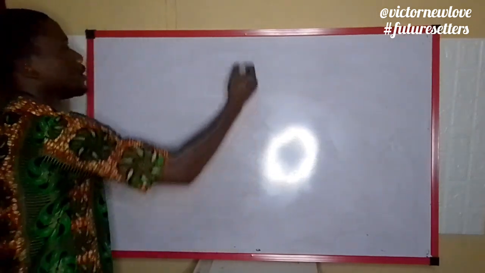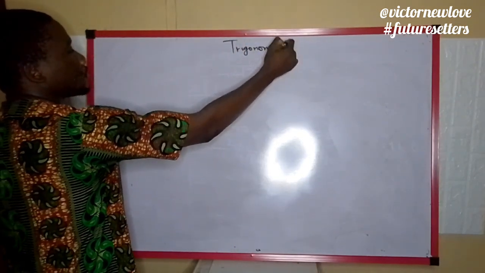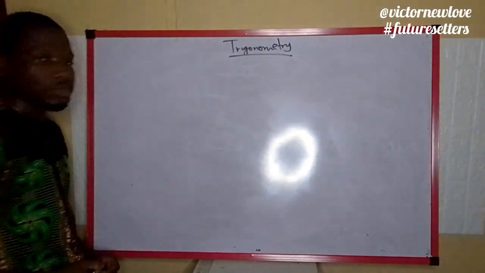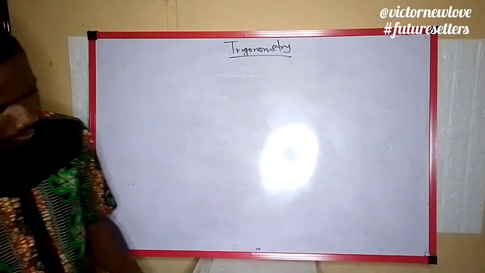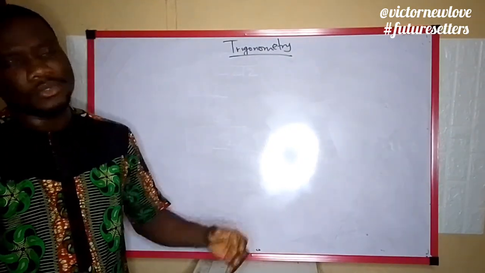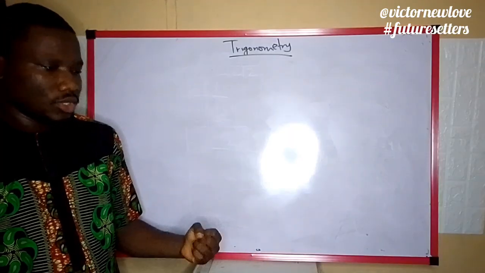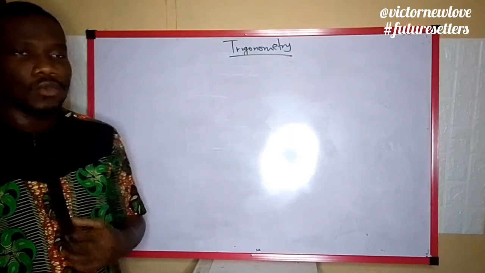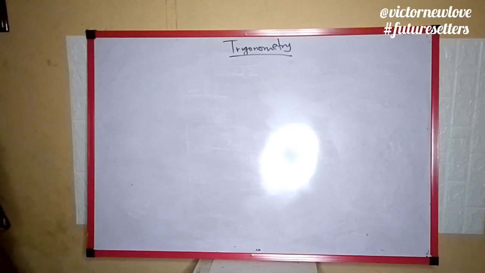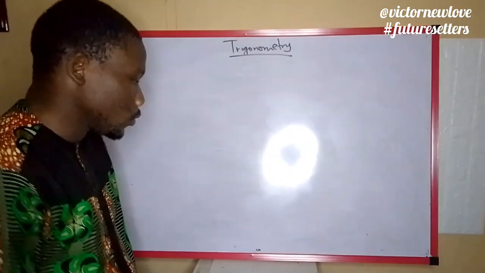Now we are going to be entering a very new topic which is known as trigonometry. Trigonometry is a branch of mathematics, or part of mathematics, that has to do with the properties of triangles. We're talking about the features of triangles. What does a triangle contain? It gives us a full understanding of triangles.